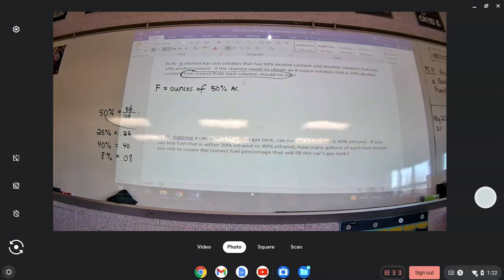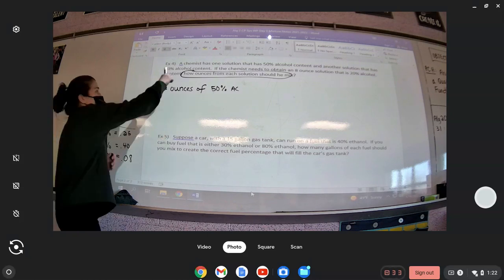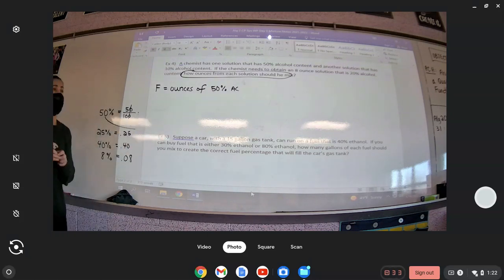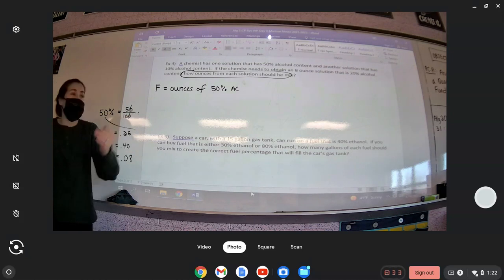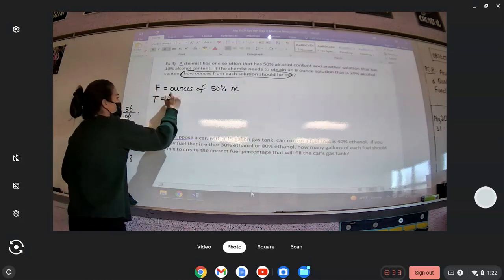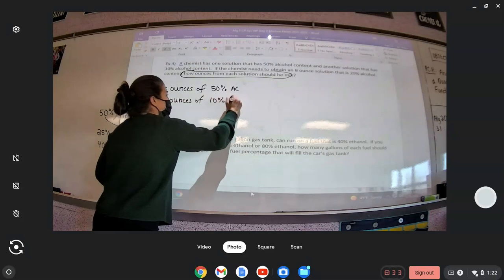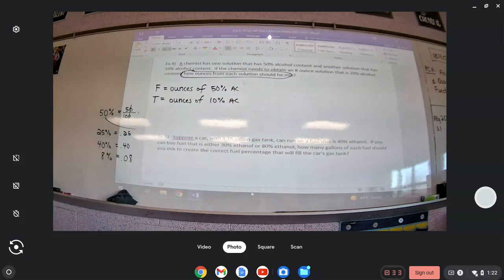All right, we're mixing it with another solution that is what percent alcohol content? 10%. What might be a good variable you could use for the 10% alcohol content? I use T for 10, but you use whatever you got to do. So that'll be the ounces of 10% alcohol content solution that I'll use. Is everybody okay? So we're taking the 50% one, we're mixing it with the 10% one to make one mixture that is 8 ounces big and it's 20% alcohol content.